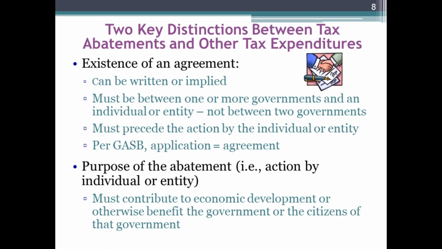So these are all things important to understanding the definition of a tax abatement. And finally, the purpose of the abatement: the action that's taken has to contribute to economic development or otherwise benefit the government in some way. So you can see where tax credits and exemptions are more broad-based and don't have that specific element where they're contributing to economic development.